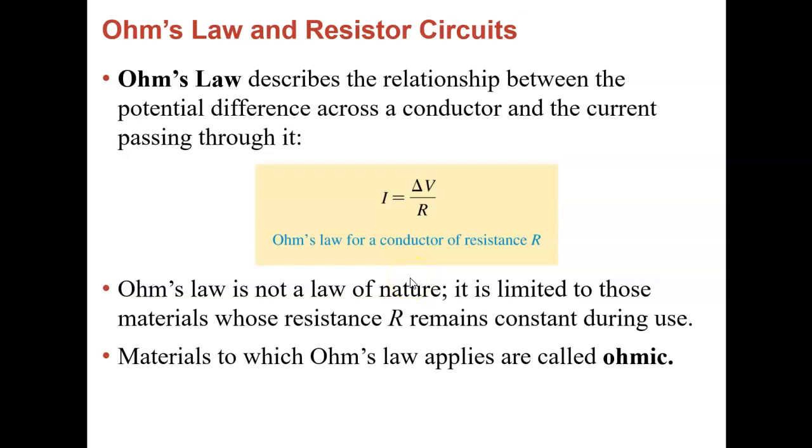So Ohm's law, we showed you this earlier. Except when I showed you it was resistance is voltage divided by current. Current is potential difference divided by resistance. Now here's an interesting thing. Ohm's law is not a law of nature. It's limited to those materials whose resistance remains constant during use. So if the resistance is not constant, it's not what's called an ohmic material. If the resistance changes, it's called a non-ohmic material.